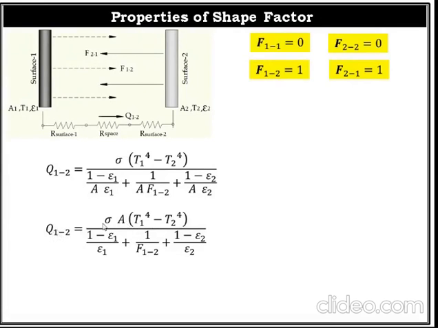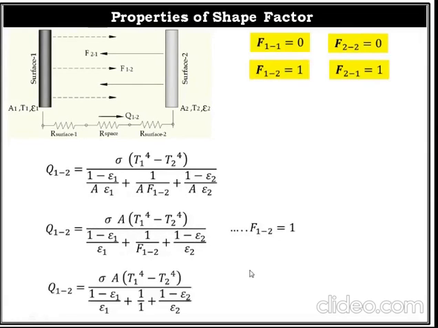So Q1 to 2 is sigma, area, temperature difference. But remember, whenever there is a radiation problem, we have to put the value of temperature in Kelvin only. So T1 raised to the power 4 minus T2 raised to the power 4, divided by 1 minus emissivity 1 divided by emissivity 1, plus 1 upon shape factor 1 to 2, plus 1 minus emissivity 2 divided by emissivity 2. Now shape factor 1 to 2, we come to know its value is 1. So it will be 1 upon 1, that means 1.